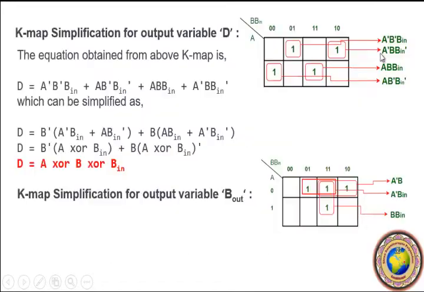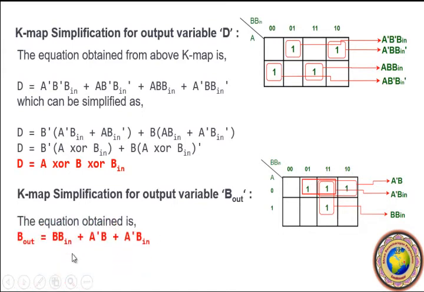So here we put all 4 combinations: 0 0, 1 1, 0 1, 1 1, 0 1, 0 1, and 1 1 1 is 1. So for these 4 combinations we put 1 here, and according to this Karnaugh map we get this output, and this output, simplified, is: B out is A B in, A bar B plus A bar B in.